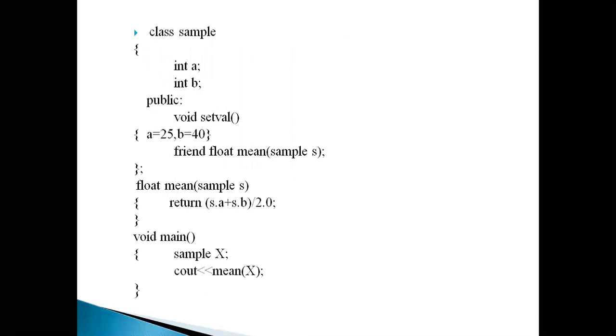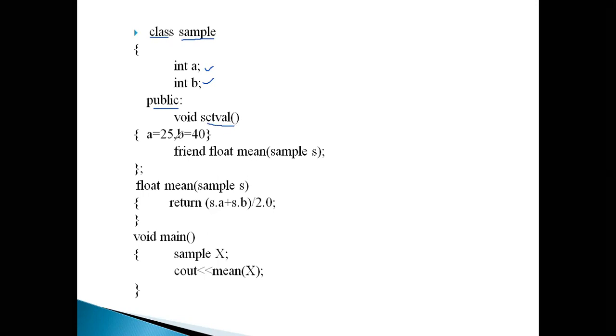And there is one more friend function, which specifies how to work with the friend. Observe clearly. Here I am creating a class, defining a class sample by means of the keyword class, and I am using two data members in private, A and B. And come to the public section.